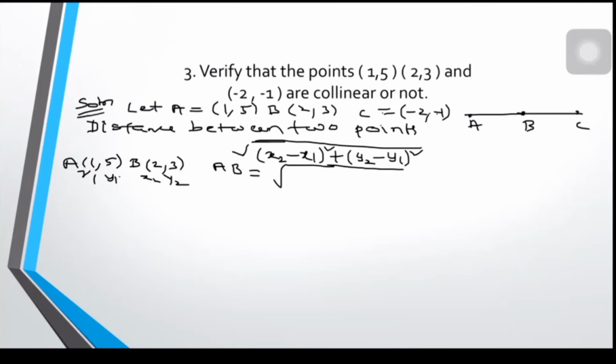Now AB distance: x2 minus x1 is 2 minus 1 whole square plus y2 minus y1 is 3 minus 5 whole square, is equal to root of 2 minus 1 whole square is 1 square plus 3 minus 5 whole square is minus 2 whole square. So it is equal to root of 1 plus 4, is equal to root 5.